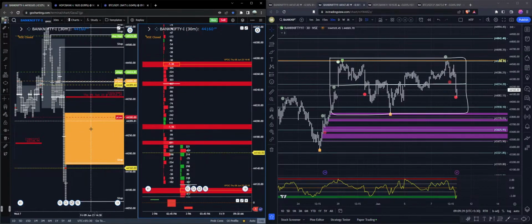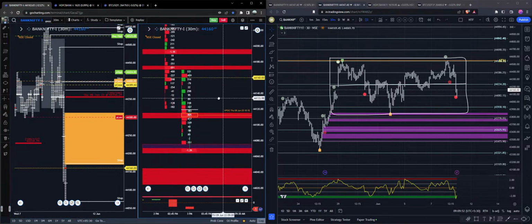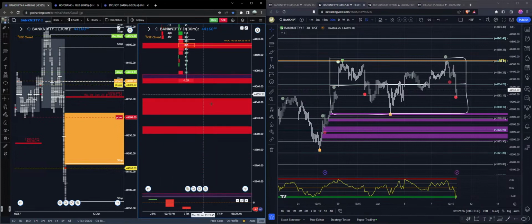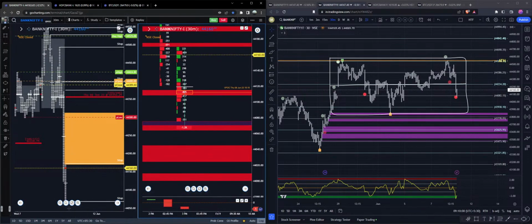We are going to open in the single print zone, so I'm looking for some responsive selling right at the open. Plus there is supply which is trapped lower, and we also have an unfinished auction, and a lot of trapped shorts around the 44,000 level. These guys will be underwater, and they will be trying to exit. As the price is opening, it is opening within the single print zone.